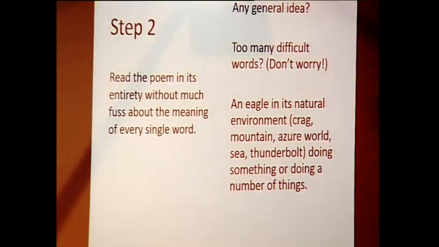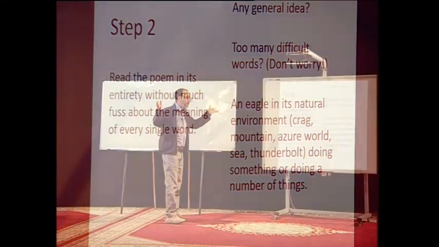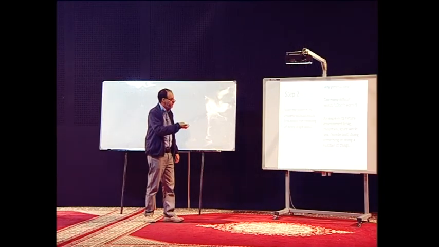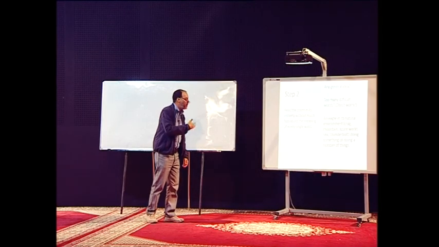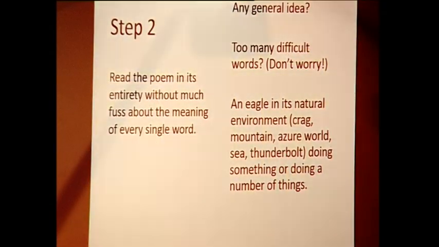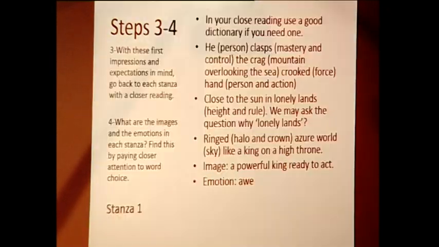Now, this is an attempt at finding a general idea. An eagle in its natural environment. You can get this even if you don't know all the words. You have an eagle from the poem in its general environment, because you have crag, which is a cliff. You have mountain, you have a zoo world, we have the sea, and you have thunderbolts. All these are natural things or phenomena. The eagle is doing something or doing a number of things. Now, this is a general idea. You don't need to go into the details until, of course, you reach the second step.